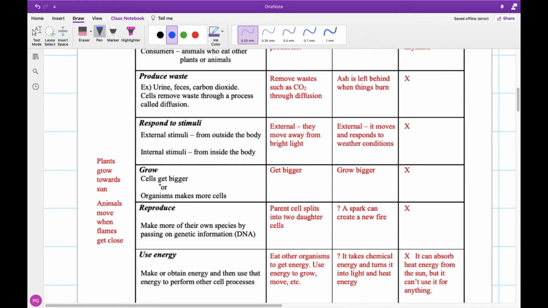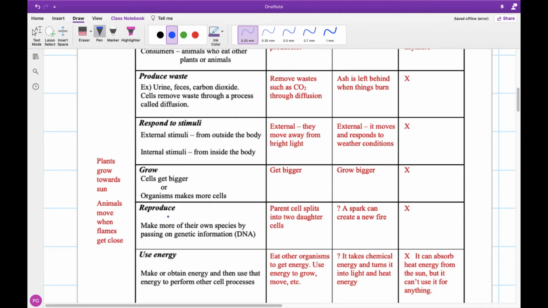Fifth one here, we need to grow. So cells getting bigger or organisms making more cells. So our amoebas get bigger and even split after a long enough period of time. Same with our fires. Our firewood does not. And plants often actually grow in the direction of the sun, and so this growth can actually be part of their response to stimuli. So if a plant notices the sun is always coming from one direction, it'll grow towards it. Or animals oftentimes will move or get away from danger. That's another example of external stimuli.